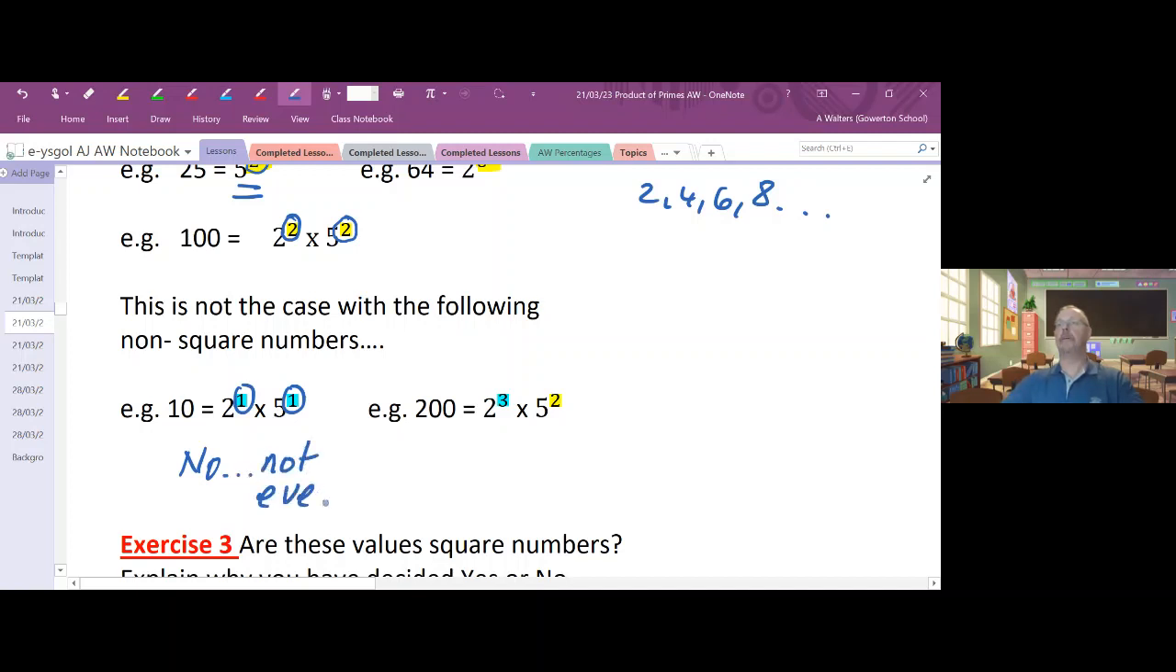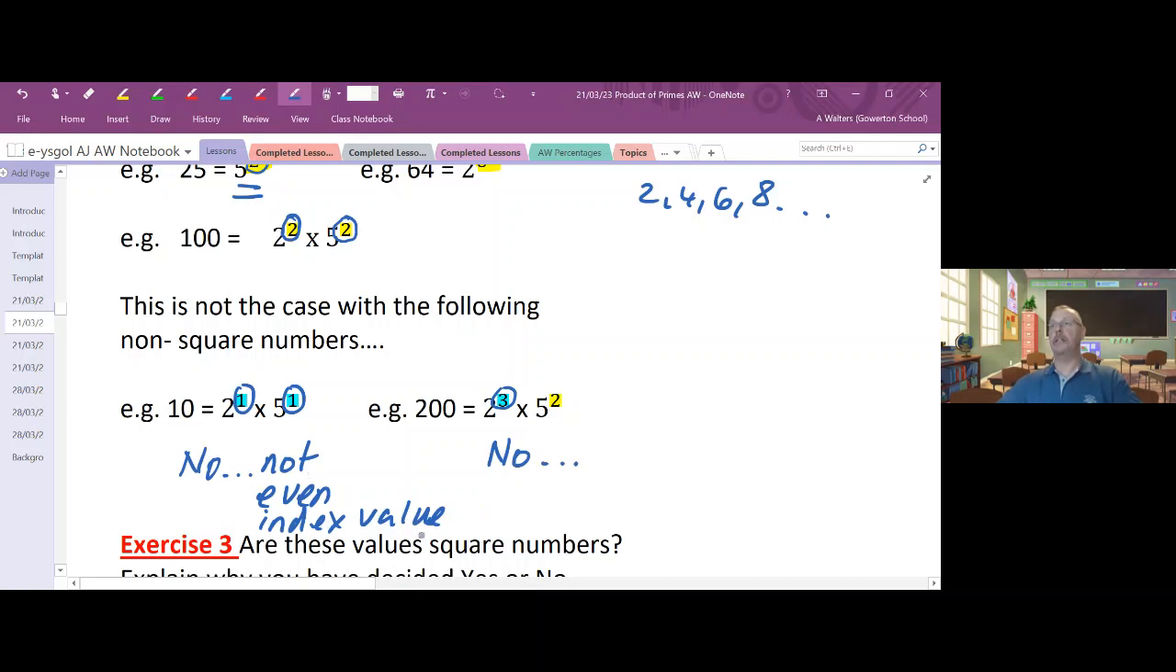I should say not even index values. You can't say not even values. You have to say index values or powers. With the number 200, the 5 is to the power 2, that's good. But this year, 2 to the power 3, the power of 3 or the index value of 3 is not an even value. Okay, so therefore it's not. If you were asked, is it a squared number, you'd say no.